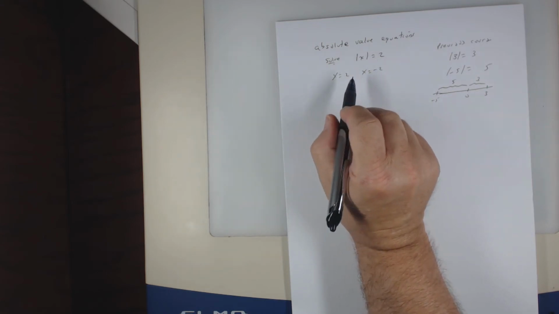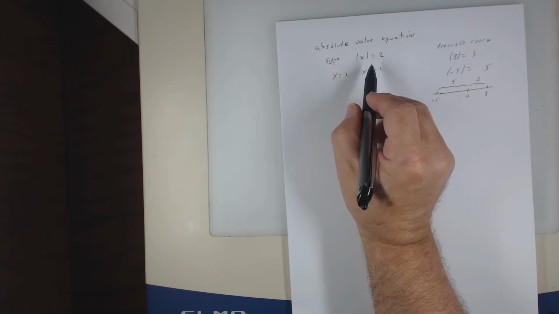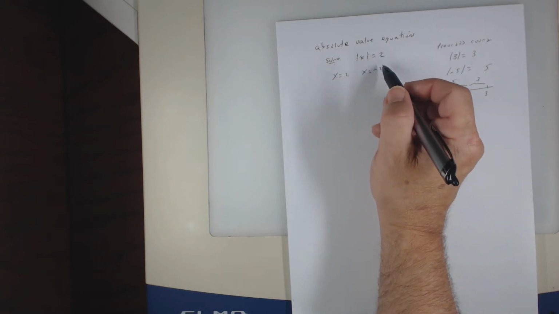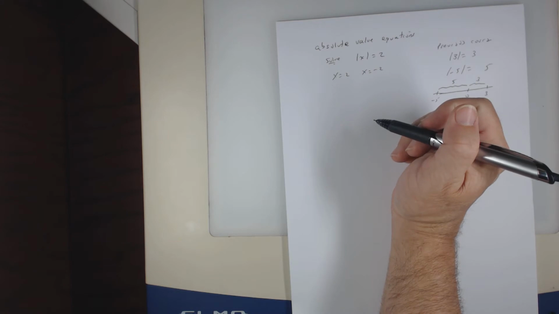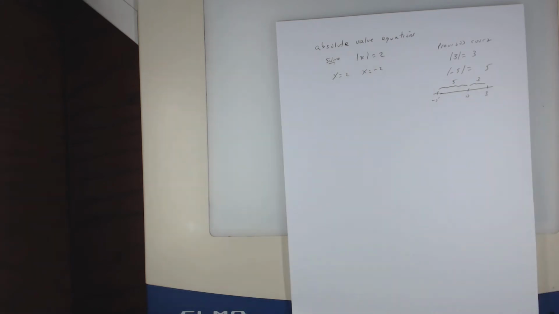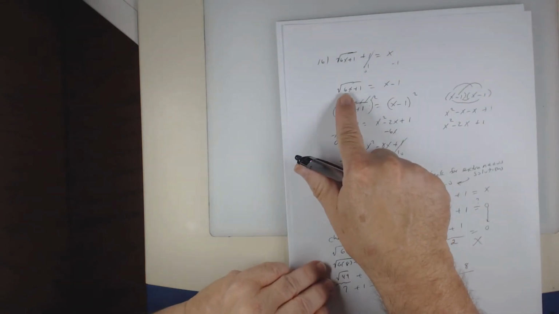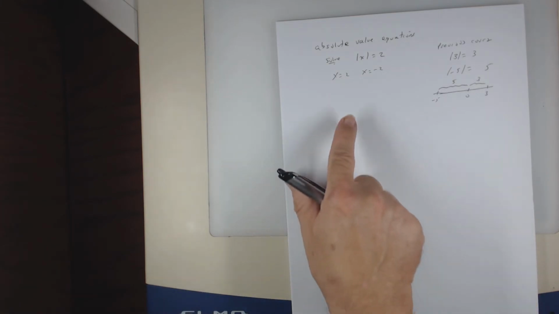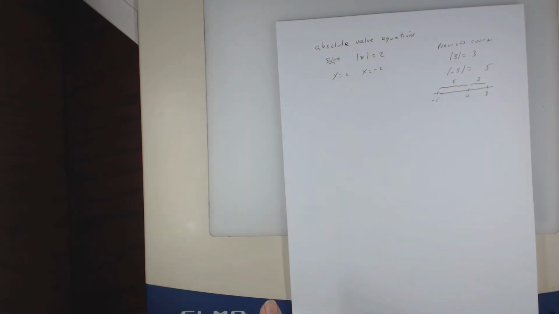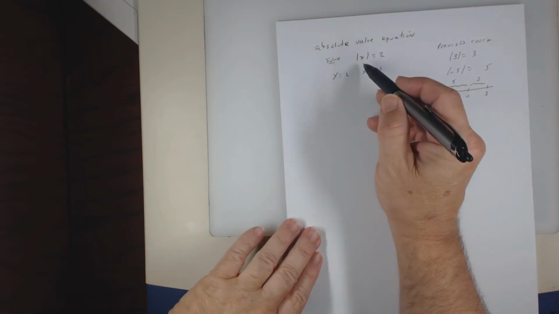So here's the idea. Whenever you solve an absolute value equation, the beginning is the same like the radical equation, excuse me. So remember when you solved the radical equation, you had to get the radical by itself. Same thing with absolute value. You got to get the absolute value by itself. So is the absolute value by itself? Okay, so all you do is this.